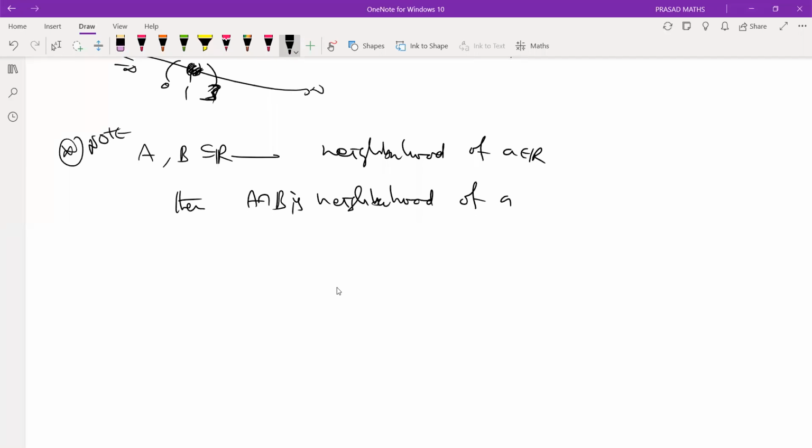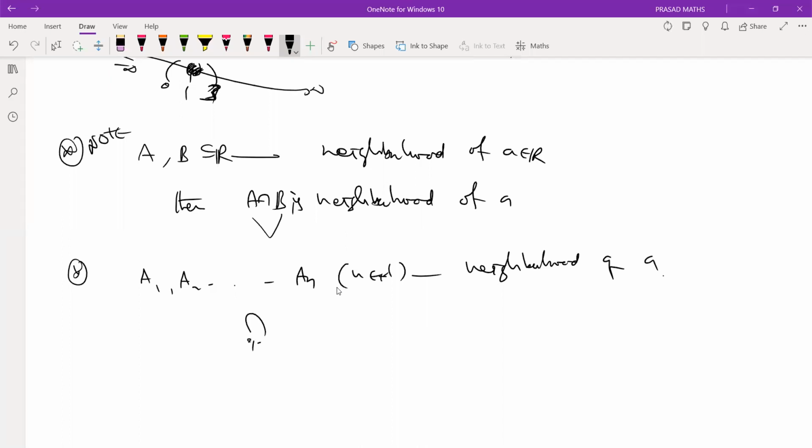Question: is it true for only two sets? You can take any textbook, you can prove it. Is it true for only two sets, or is it true for finite sets? Suppose A1, A2, A3, ..., AN, where n is a fixed natural number, are neighborhoods of a point A. Then if you take the finite intersection, is it a neighborhood of the point A? Yes, sir. You can take a very small, teeny neighborhood which is inside the set. So the question is, can we extend this idea to arbitrary intersections?